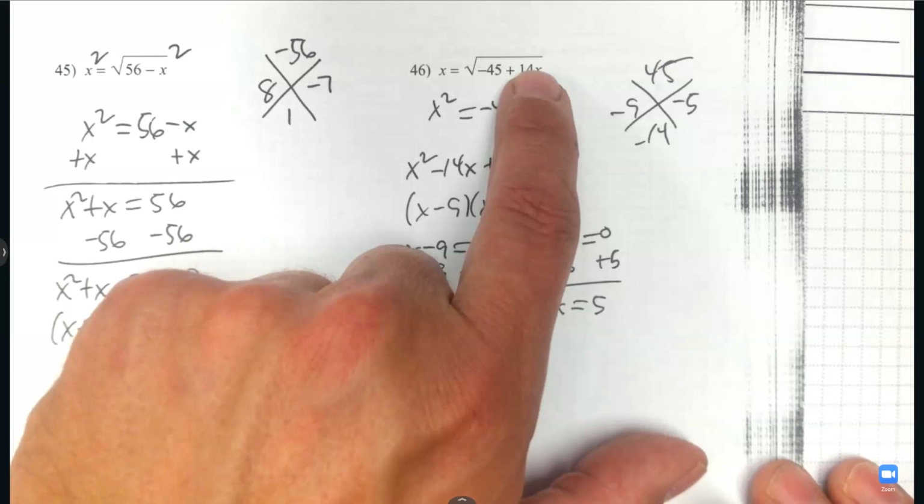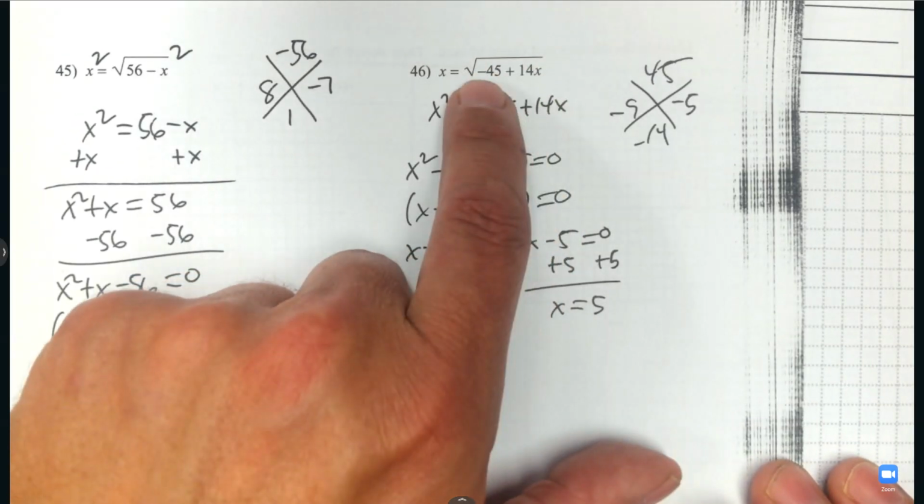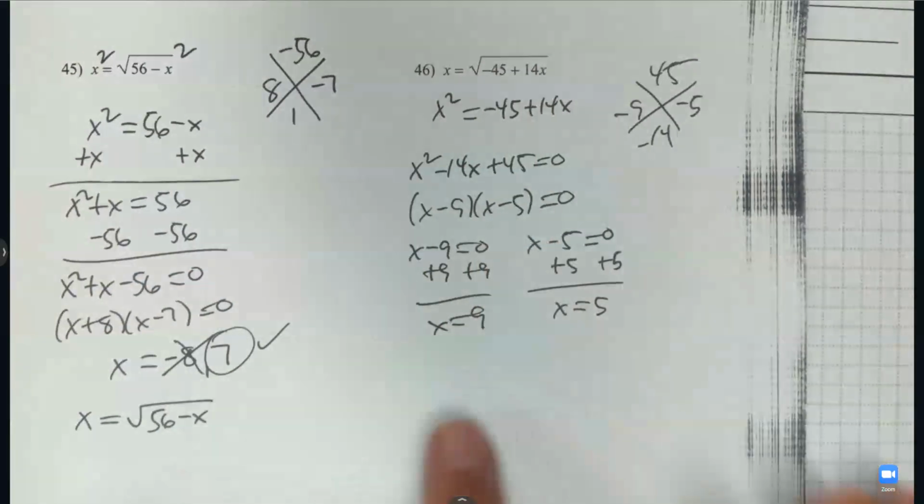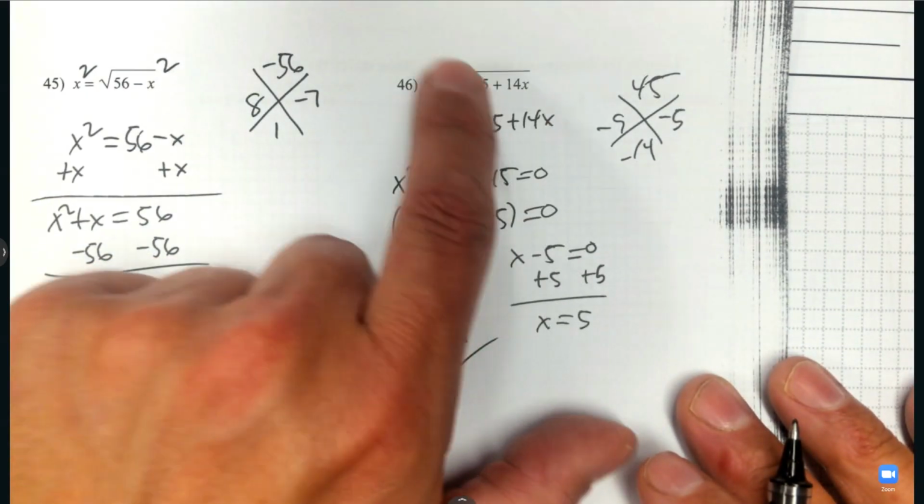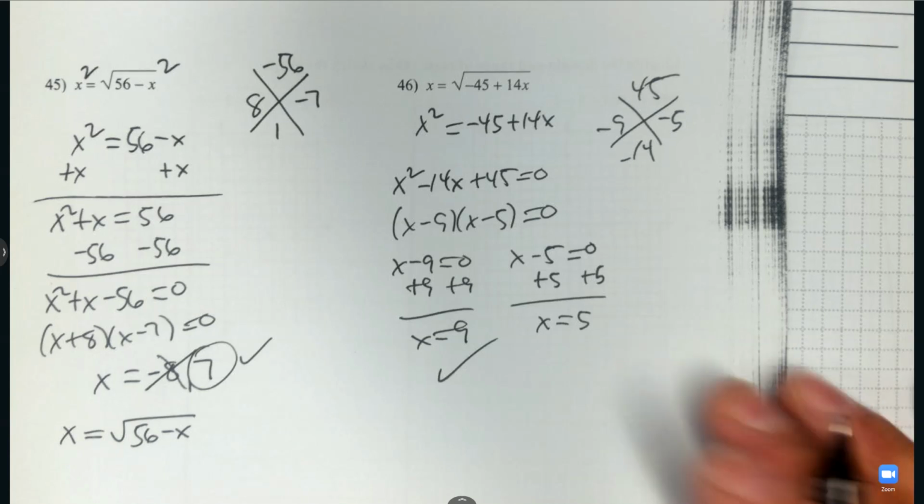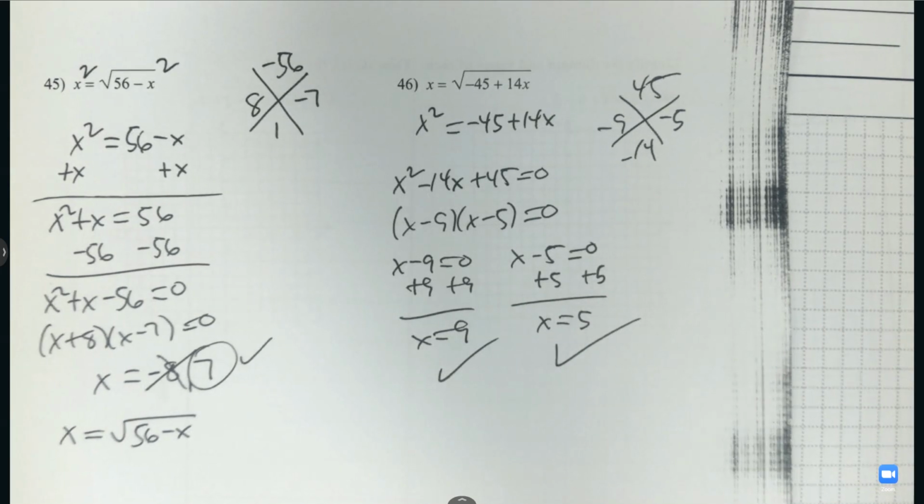So positive 9, 14 times 9 is bigger than -45. It's a positive number. It works. 14 times 5 is also bigger than -45. It also works with a positive value. So no extraneous solutions. Both answers work.